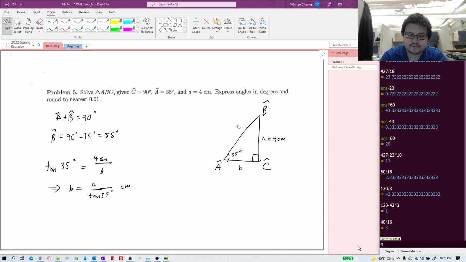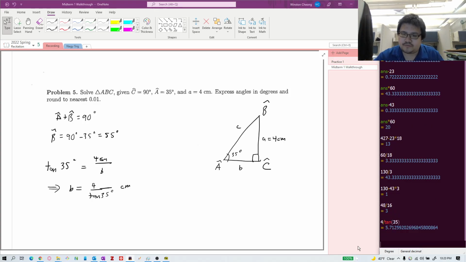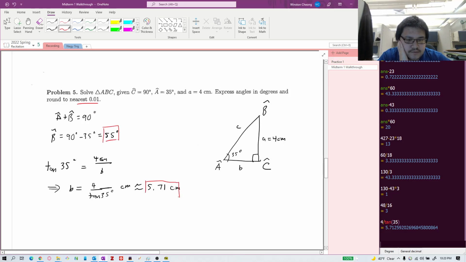Okay, so now we plug this into our calculator, and we get 5.71259 centimeters. I'm going to round that to the nearest 0.01. So this is approximately 5.71 centimeters. Okay, box this one.